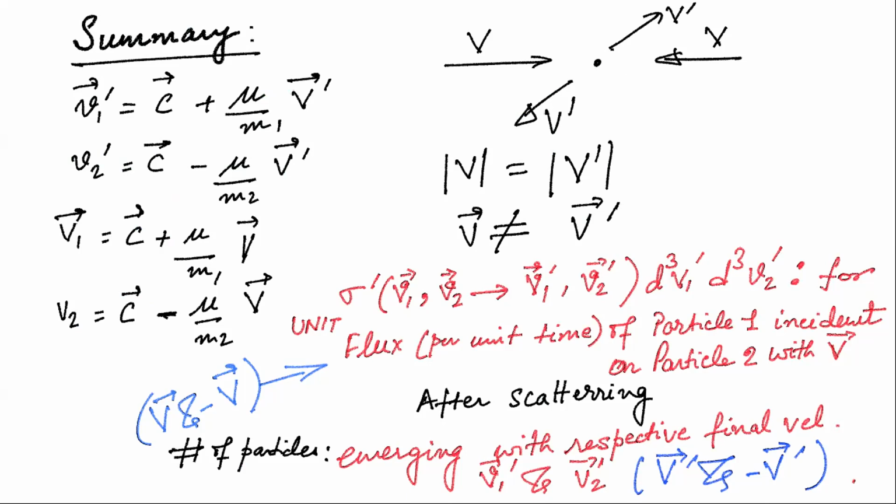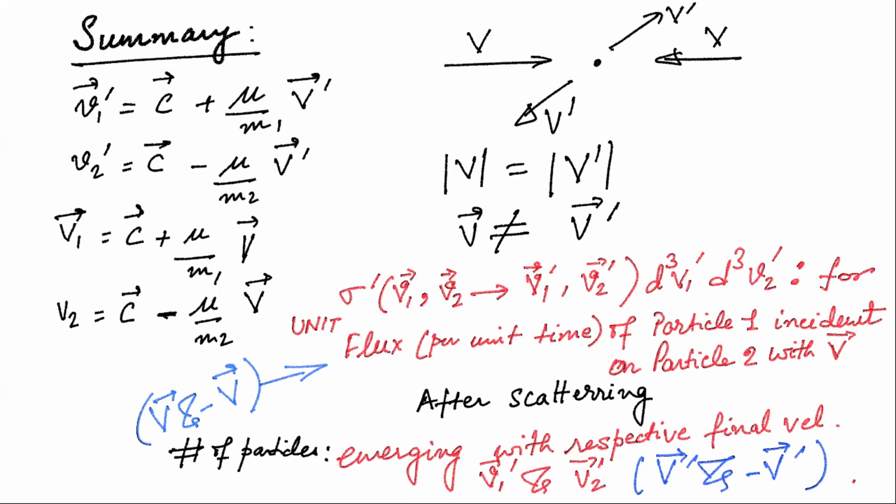They go away in two different directions, but the magnitude of v and v dash is going to be the same. This is the relative velocity. The magnitude is going to be the same, but of course the directions, the vector quantities, are not the same.